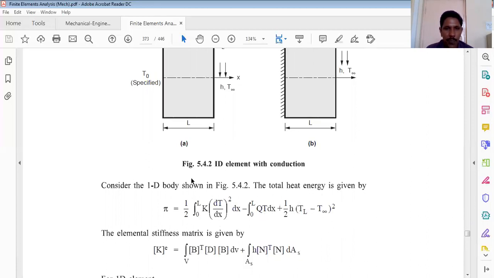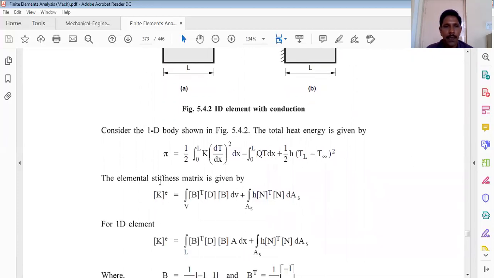So it is required to remember the pi equation in case of thermal problem. It is expressed as pi is equal to half integration over the length L of k (dT by dx) whole square into dx, minus integration over the length L of qT dx, plus half h (TL minus T infinity) whole square. The elemental stiffness matrix in general, as we have seen in structural problem also, can be expressed as K is equal to integration over the volume V of B transpose dB into dV plus integration over the area of H n transpose n into dAs.